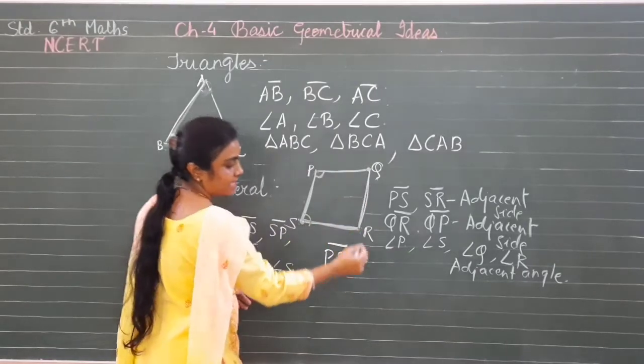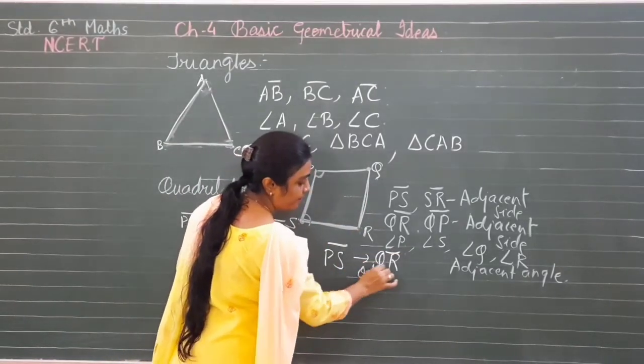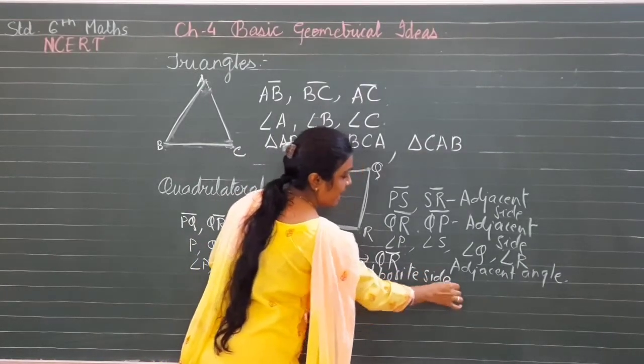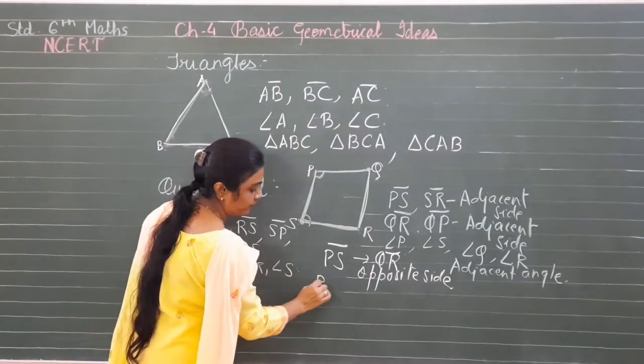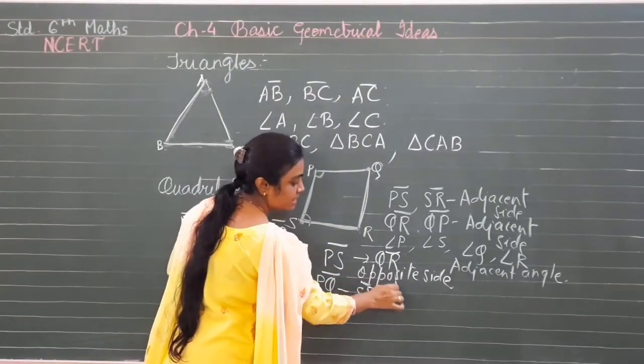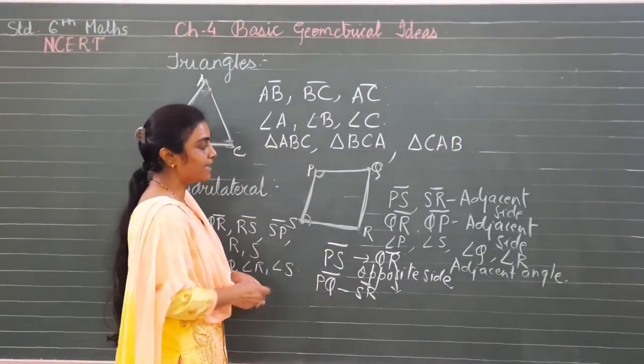Opposite of PS is line segment QR. So these are opposite sides. PQ, opposite of PQ is SR. So this is also an opposite side. Now let us see the opposite angle.